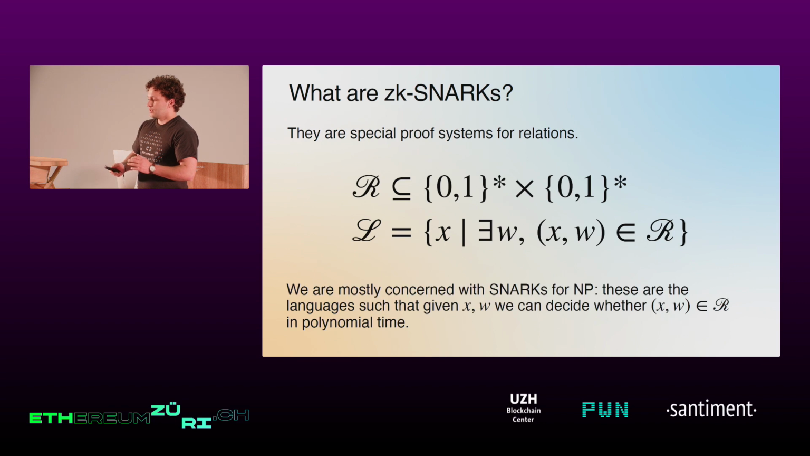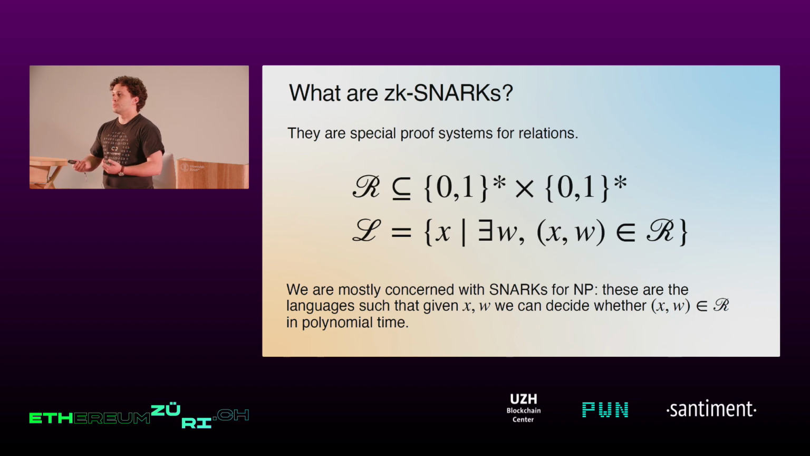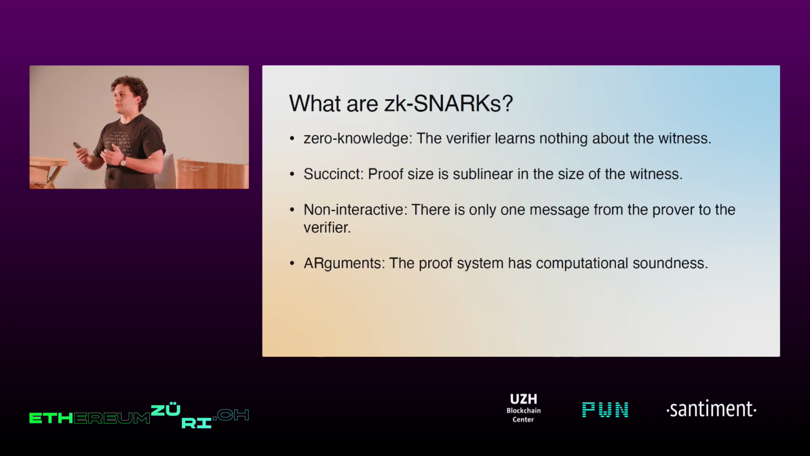And we are concerned with proof systems, SNARKs, that are for NP relations. These are the languages such that if I give you the instance and the witness, you can decide whether the pair is in the relation in polynomial time, very efficiently. However, finding such a witness for a given instance might be extremely difficult. And the point of the prover is to show to a verifier that it has the knowledge of that witness. This is very important. So what does this acronym stand for?